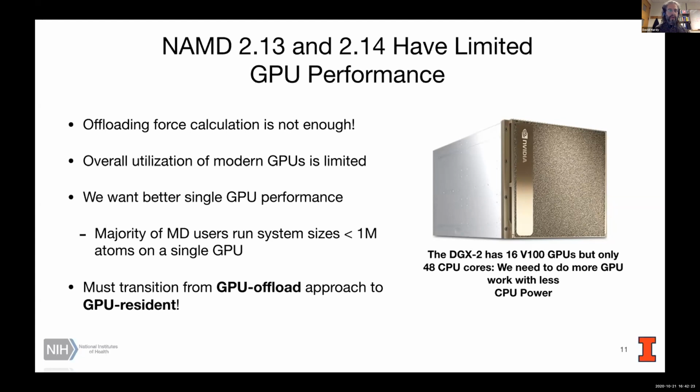So we want better single GPU performance, also because the majority of MD users are running system sizes that are less than 1 million atoms, which works really well on a single GPU. So what this means for us is that we must transition from a GPU offload approach to a GPU resident one, in which we are maintaining data on the GPU across time steps.